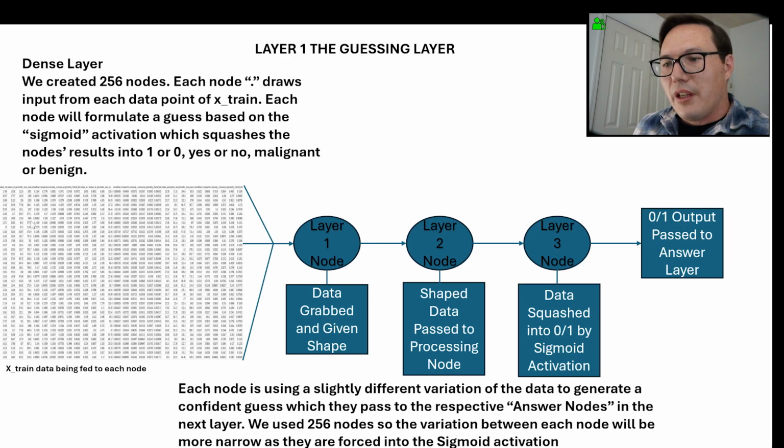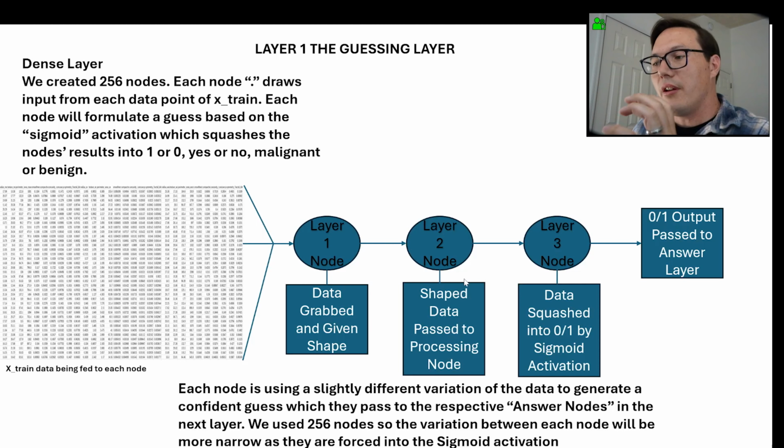So in this picture, you're seeing all this X-train data being compressed and pushed into the layer node, which is going to grab the data and give it shape. It'll be passed to layer node 2, where the shape data is processed and passed to processing nodes. Then finally to layer 3, where there's only the single node to give it a final output. And again, that sigmoid activation is going to squash that data down to a final yes or no. And this is going to happen across 256 of these nodes. So it's a lot happening at once.